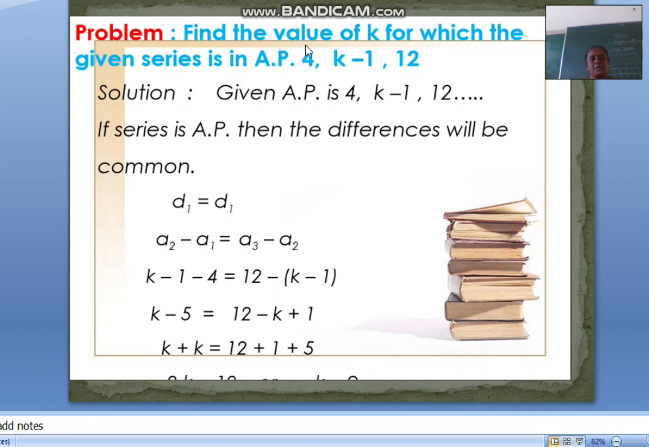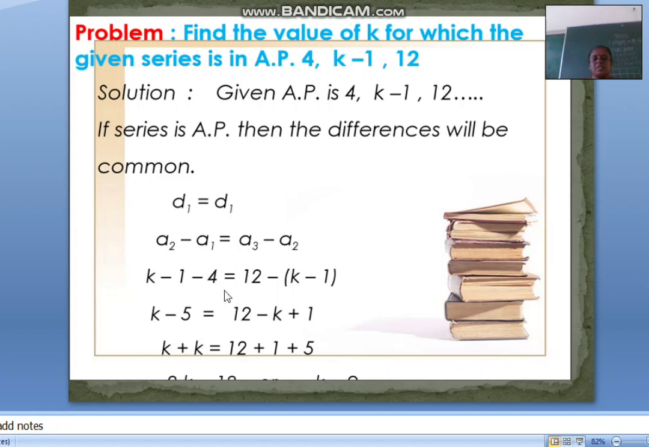If the series is in AP, then the differences will be common. d1 is equal to d2 because common differences are the same. a2 minus a1 is equal to a3 minus a2. Now substitute the a2 value. a2 is k minus 1, minus 4 for a1, and a3 is 12 minus (k minus 1), that is a2. Now simplification: k minus 1 minus 4, that is k minus 5, is equal to 12 minus (k minus 1), means 12 minus k, minus into minus plus 1.